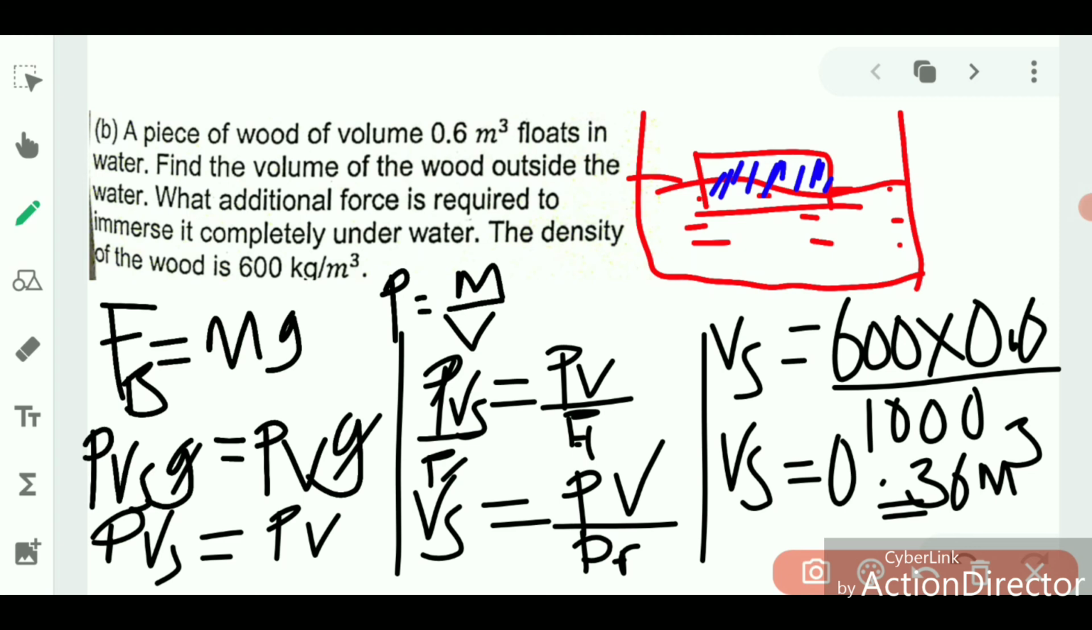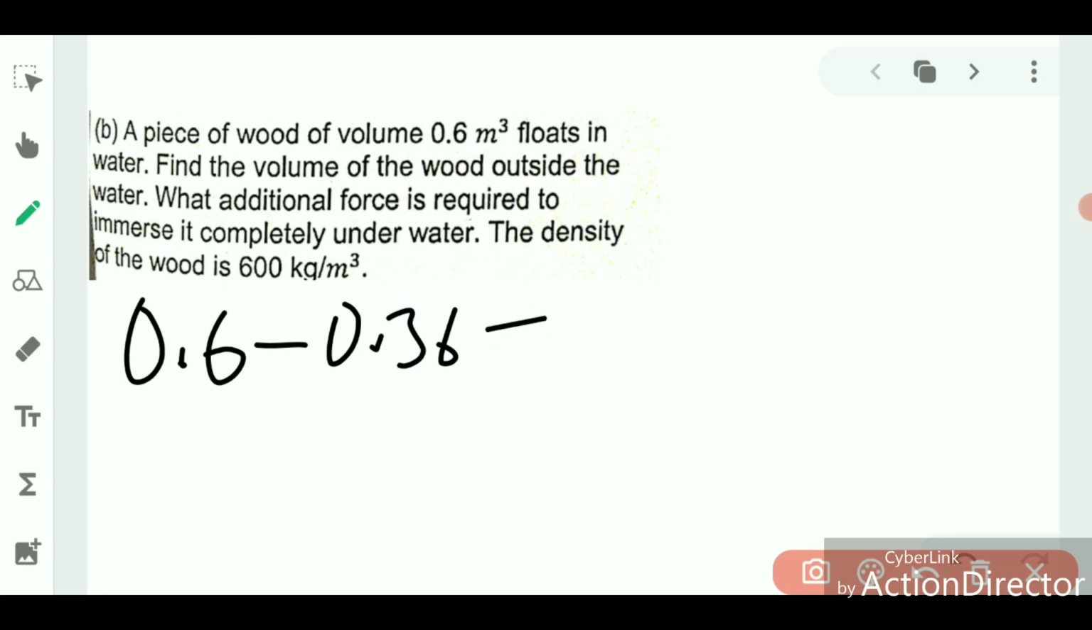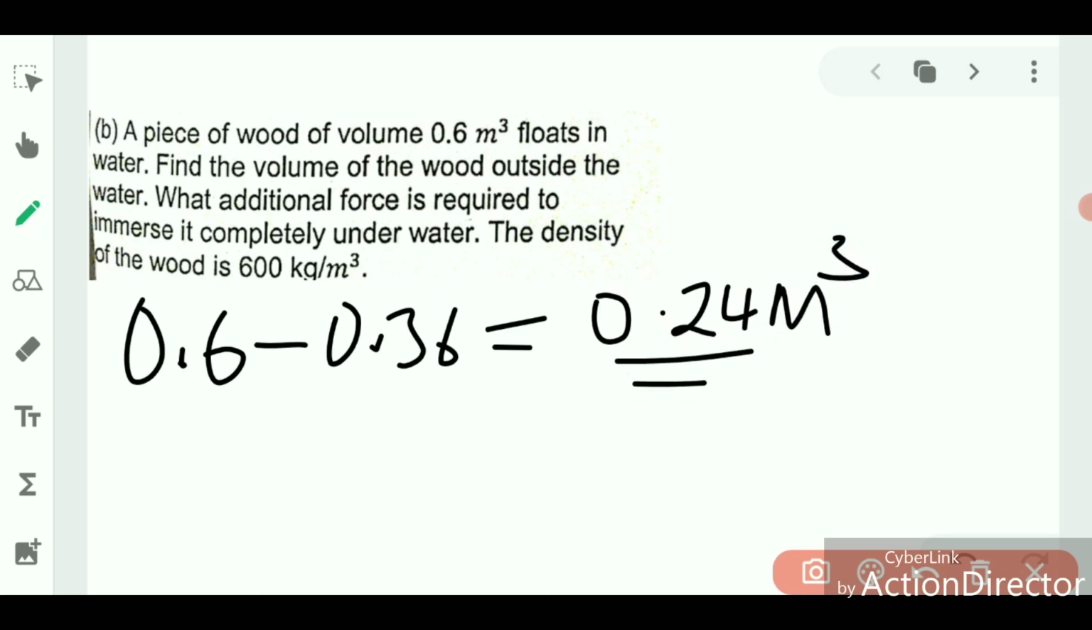Now the question is saying we find the volume that is outside the water. So subtract this value from the total volume, and we should get 0.6, which is the total volume, minus 0.36, which is the volume that's submerged in the water, and that is equal to 0.24 meter cubed, which is the volume that is outside the water. And that's how you find the answer in this question.